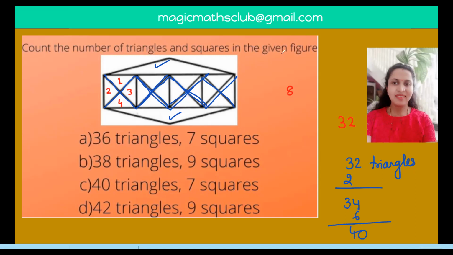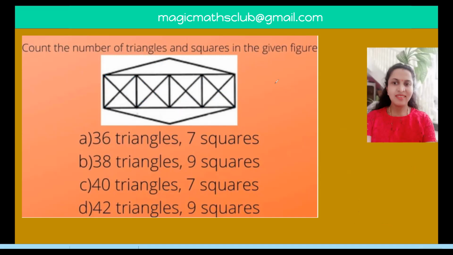Now you have to count squares. So just try to count the number of squares. So 4 squares you can see clearly, 1, 2, 3, 4. Now you see the small squares, this one, 1, 2, 3. So this would be the answer.